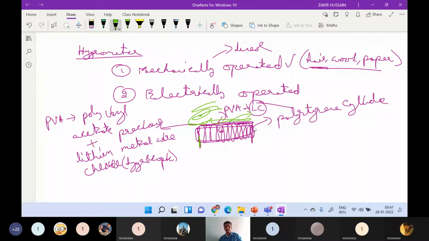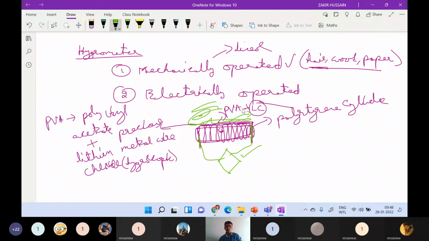Whenever the electrical conductivity changes, its electrical resistance will also change. That change in electrical resistance can be calibrated using a bridge circuit, a Wheatstone bridge circuit or Callendar bridge circuit, which will be connected here to the terminals. We know the operation of the Callendar bridge circuit or the Wheatstone bridge circuit.